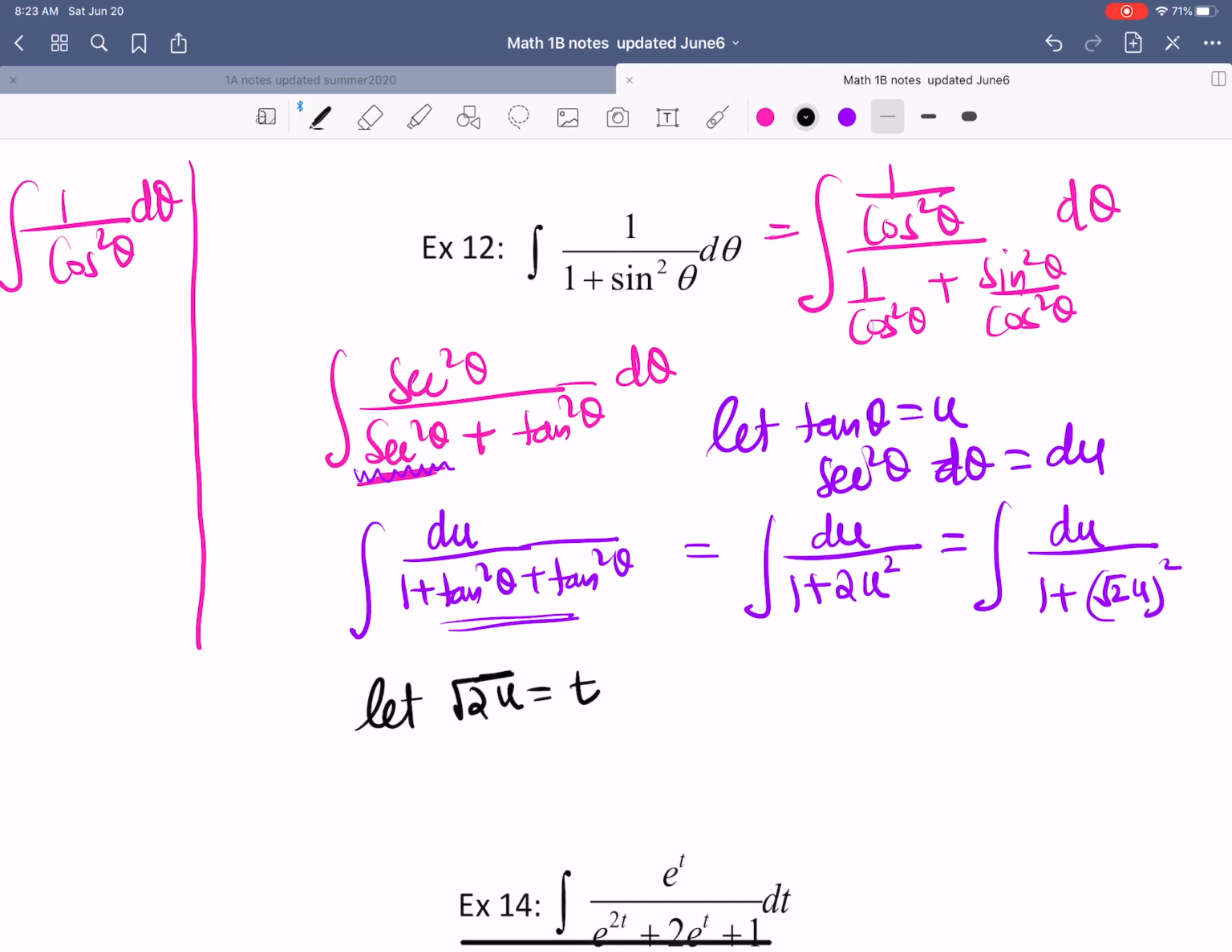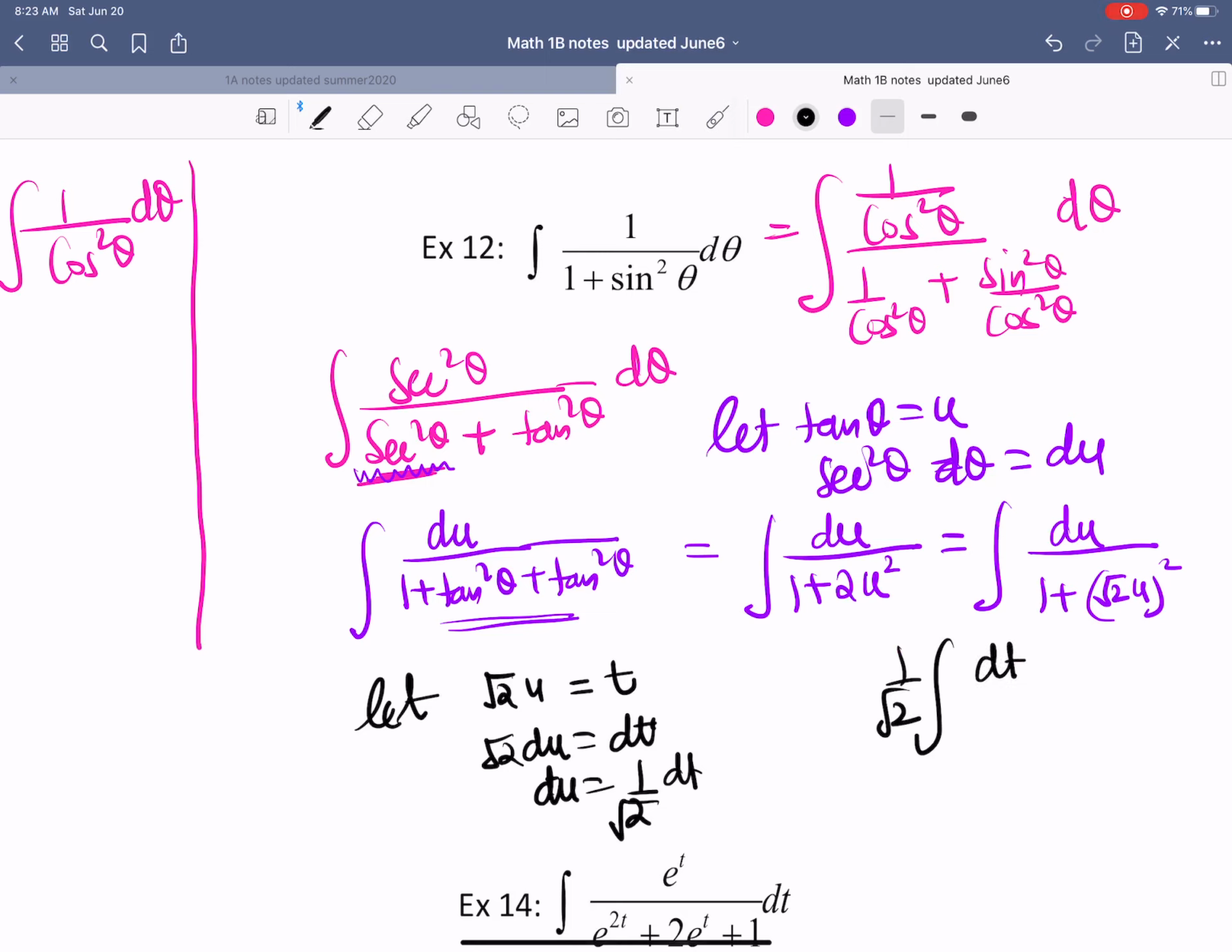Okay, hold on. Let root 2 u be t. Okay, so root 2 du will be dt, or we can say du will be 1 over root 2 dt. So this integral would turn into 1 over root 2 dt over 1 plus t squared, which is a very famous tangent inverse t plus c.